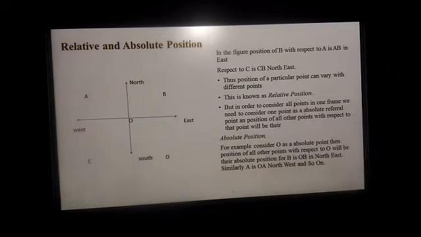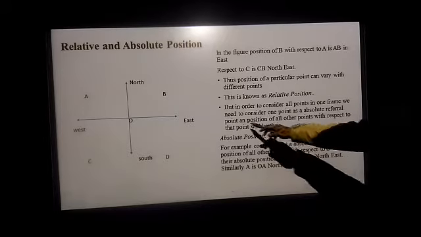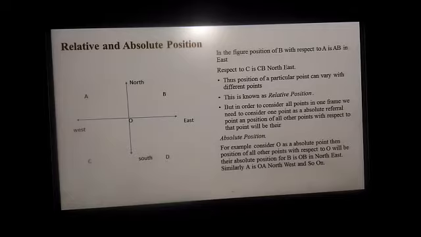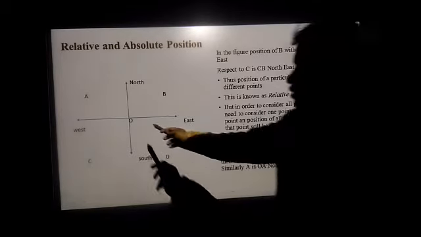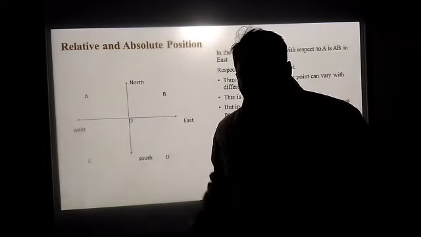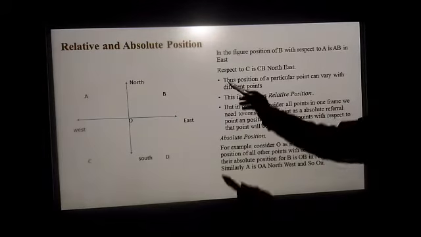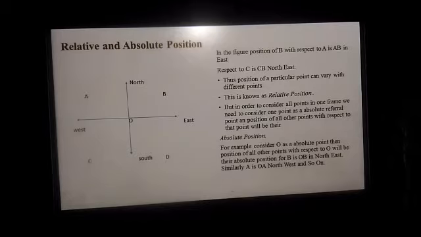But in order to consider all points in one frame, we need to consider one point as an absolute reference point. Mark the words absolute reference point. The position of all other points with respect to that point will be given. Now, this was the relative position; now I am going to talk about the absolute position. Suppose I take this position O as the absolute position. Then the positions of the other four persons, A, B, C and D, will change.